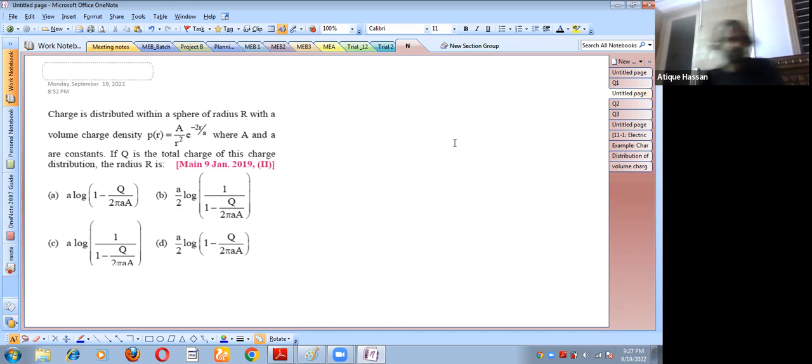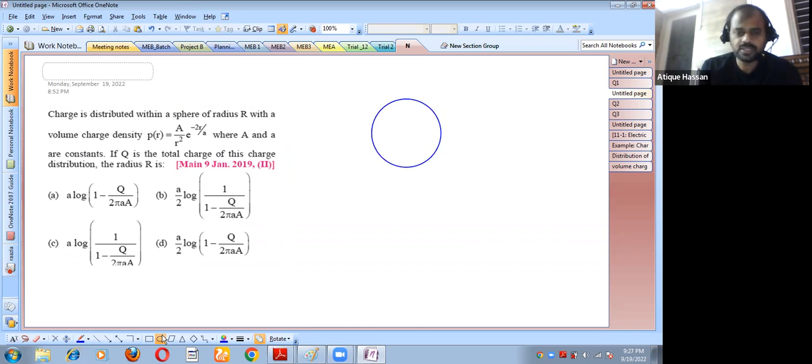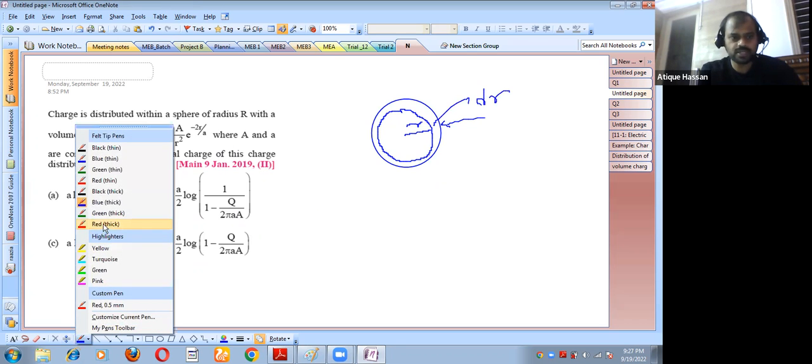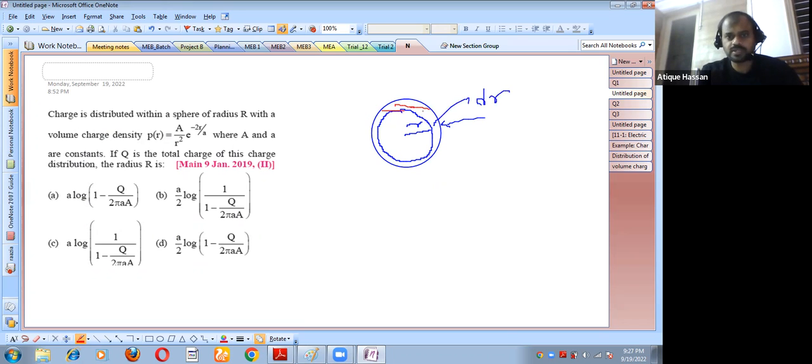So what we are doing is basically this is a volume charge distribution. Suppose we have a sphere like this. First we will consider a kind of shell. A sphere can be assumed to be made of a number of shells, right? Suppose I take a shell of radius r having thickness dr, and we want to find the volume of this part.